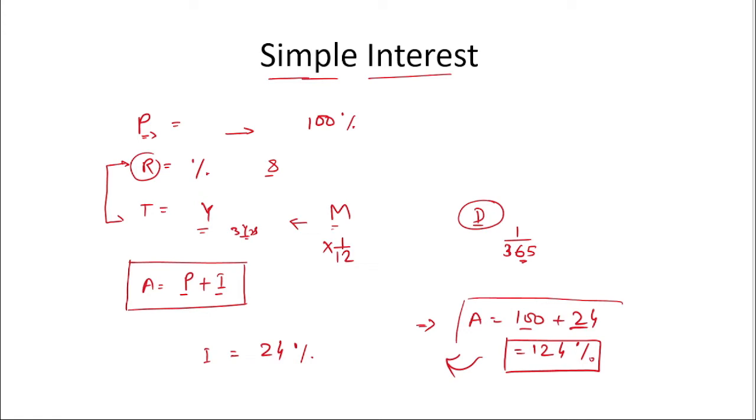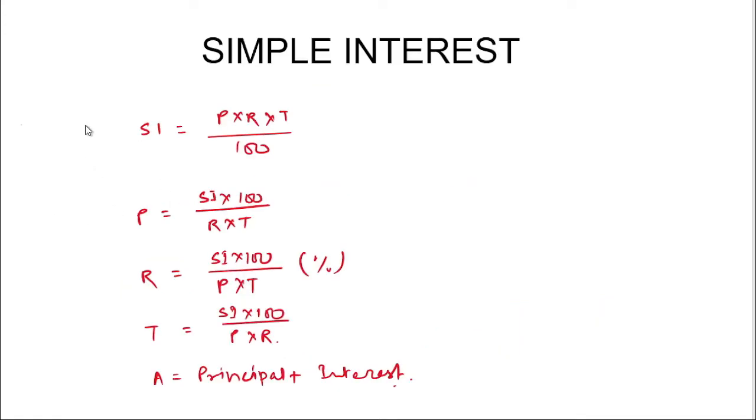Now we look directly at some formulas of simple interest which are very essential for us to know. The first is the simple interest formula. The formula of simple interest is principal multiplied by rate of interest and time, divided by 100. After that, principal. The principal is simple interest multiplied by 100, divided by rate of interest and time.